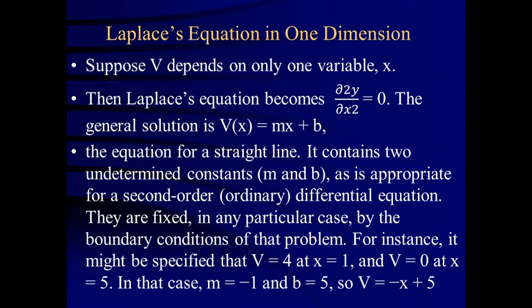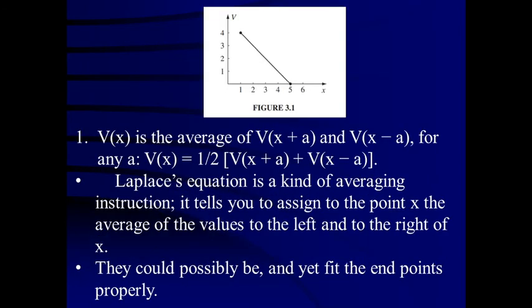Let us take an example. For instance, it might be specified that V is equal to 0 at x is equal to 1 and V is equal to 0 at x is equal to 5. These are the two boundary conditions given. Substituting in this equation, we can generate two different equations, and solving these two equations, we can find the arbitrary constants m and b. The value of m, the slope, is equal to -1 and b, the intercept, is equal to 5. We can substitute, so V is equal to minus x plus 5.